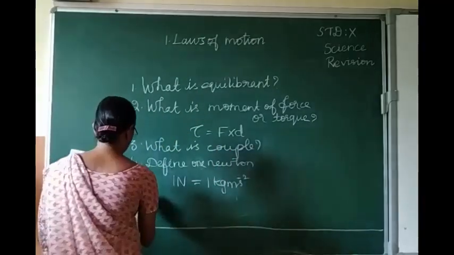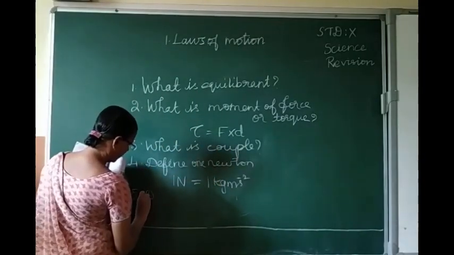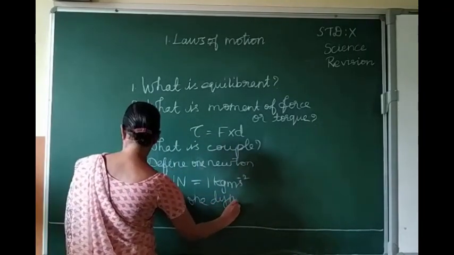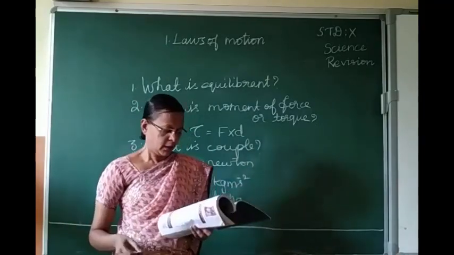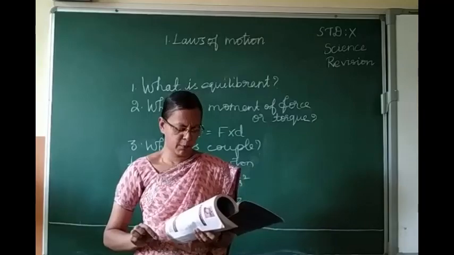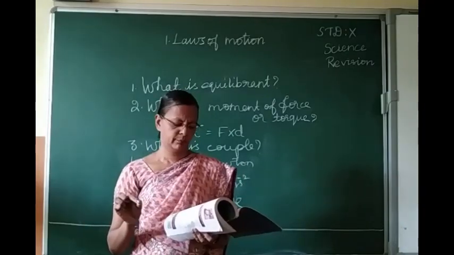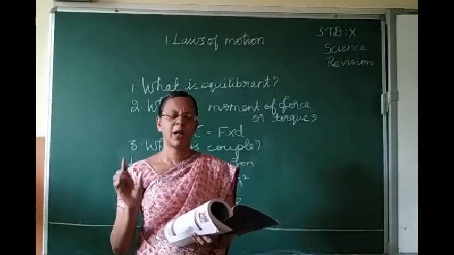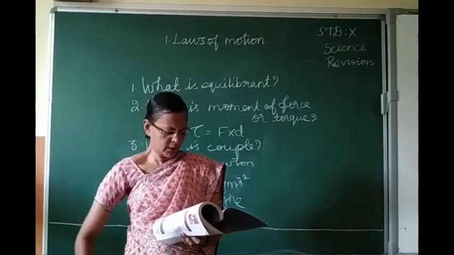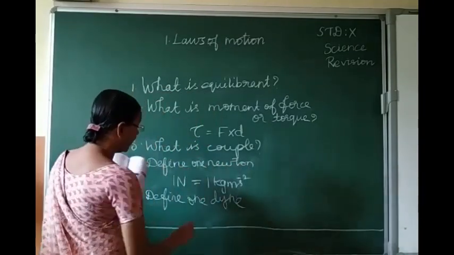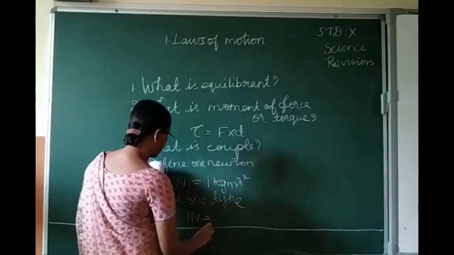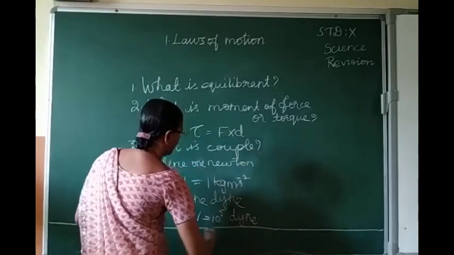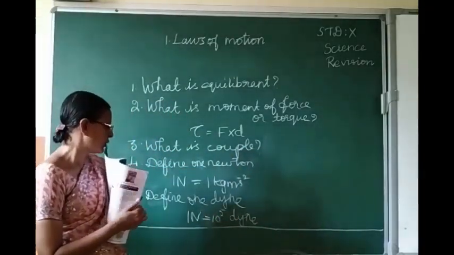Now 1 dyne. Define 1 dyne. The amount of force required for a body of mass 1 gram to produce an acceleration of 1 cm s^-2. That is 1 dyne. Here 1 Newton is equal to 10^5 dyne. These values you have to know well.